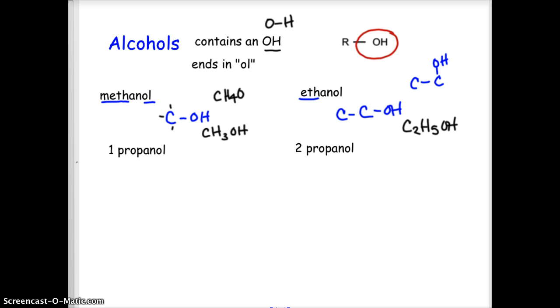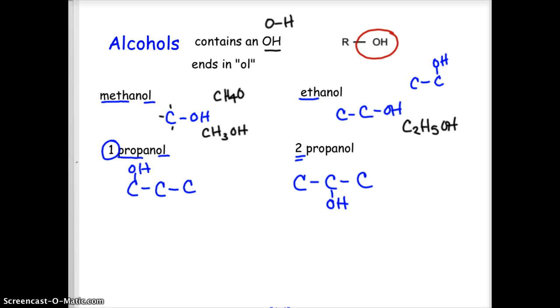Now when we get to propanol and we look at what prop means, remember the prefix prop means 3, and we know it's an alcohol because it ends in OL, so there has to be an OH group in it. When I write 3 carbons, I could put that OH on the first carbon, and so therefore I call that 1-propanol. That is different from this structure, which is called 2-propanol. Notice the OH group is on the second carbon, so it has a different name.